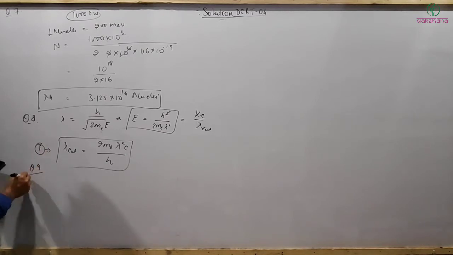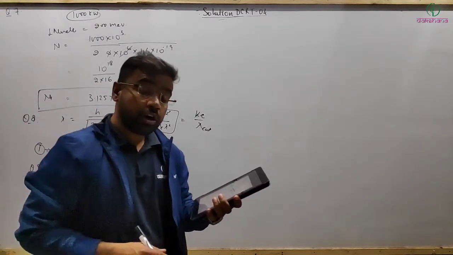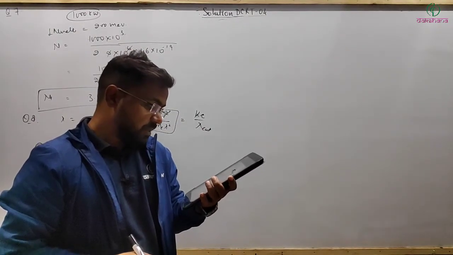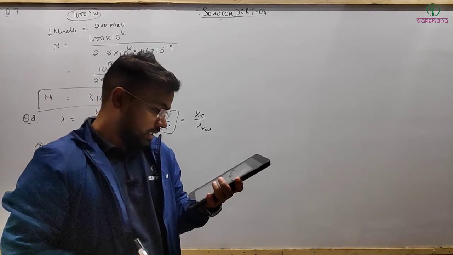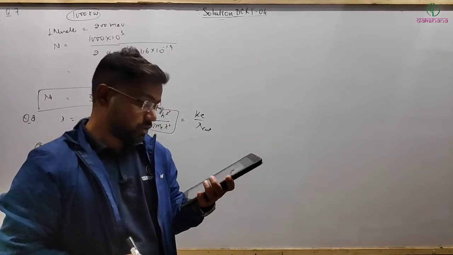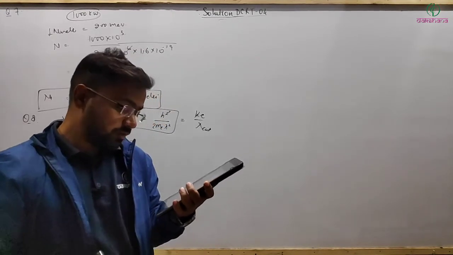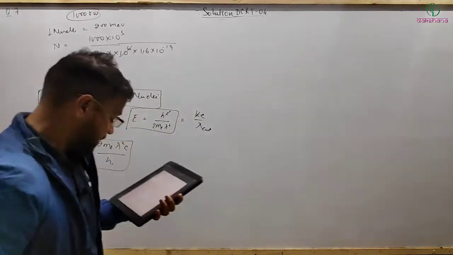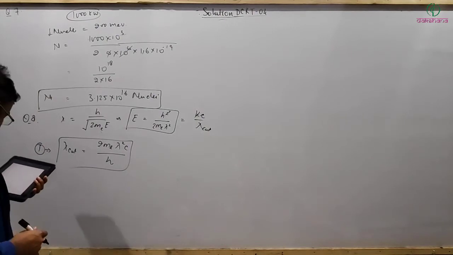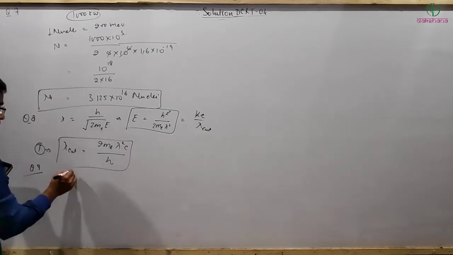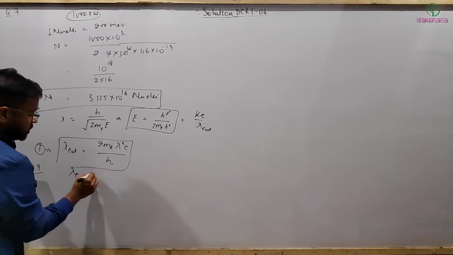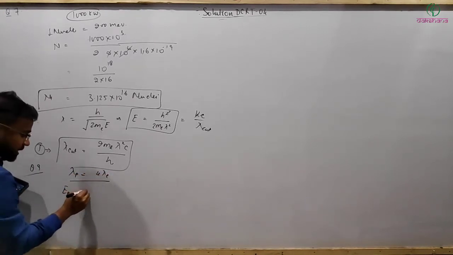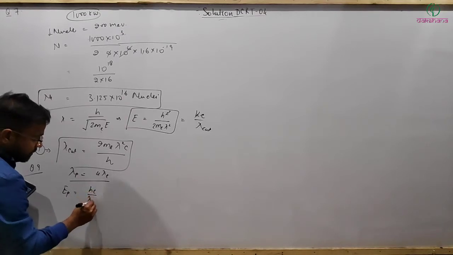Next, question number 9. Wavelength of photon is 4 times that of an electron. Speed of electron is given as VE is equal to C by 100. Then the ratio of energy of electron to that of photon. So here, wavelength of photon is 4 times that of electron. So lambda photon is equal to how much? 4 times lambda electron. So energy of photon, E photon, can be written as hc divided by lambda photon.